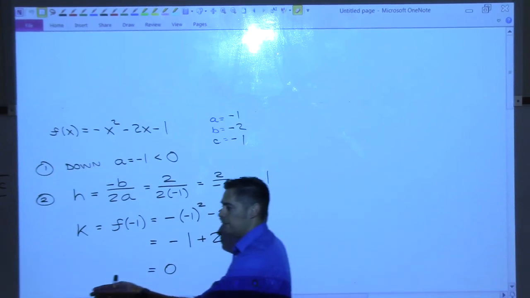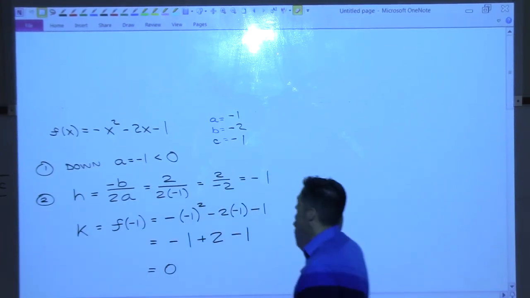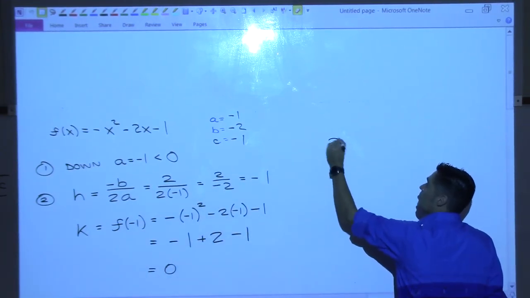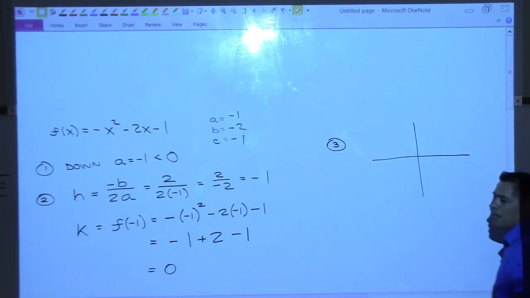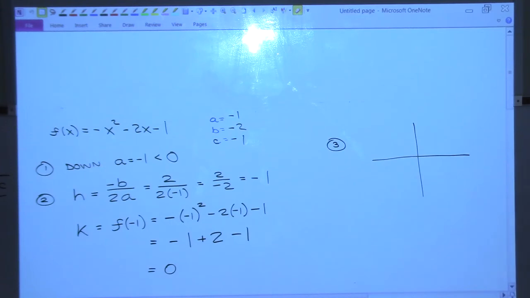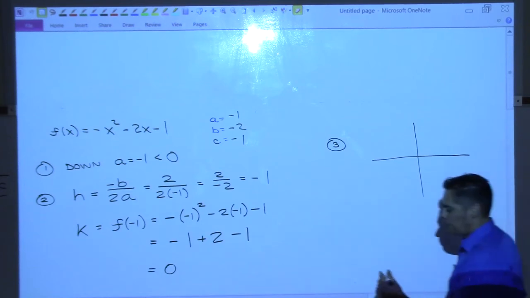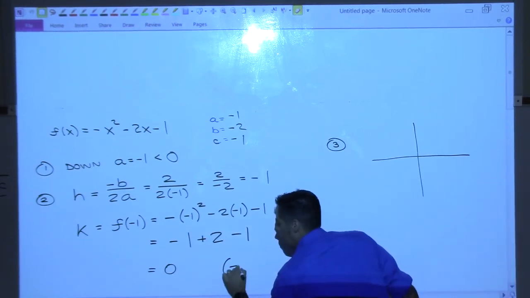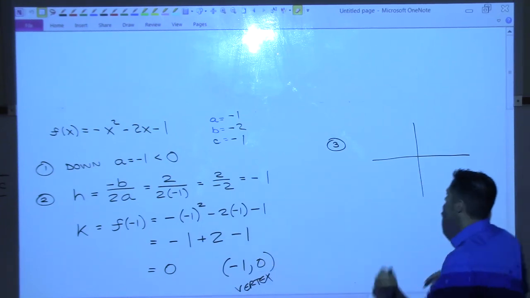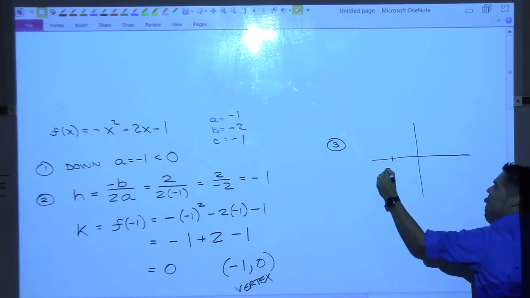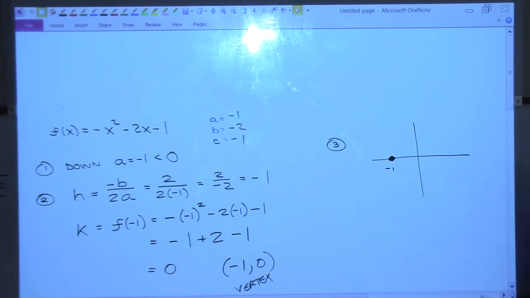What's the next step? Quick sketch. So I'm going to let you tell me. I'm going to draw a real quick X and Y axes. Now what? So this is our vertex, right? We got that from this information. So I'm going to go plot that now. -1. I don't need that. But that's where it is, right?